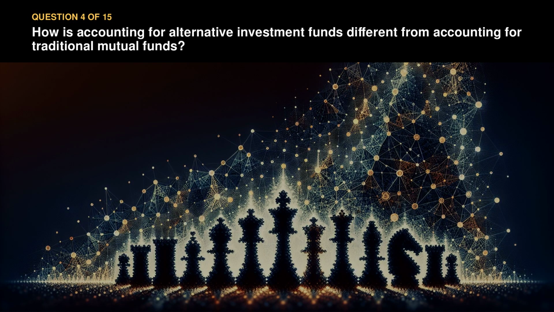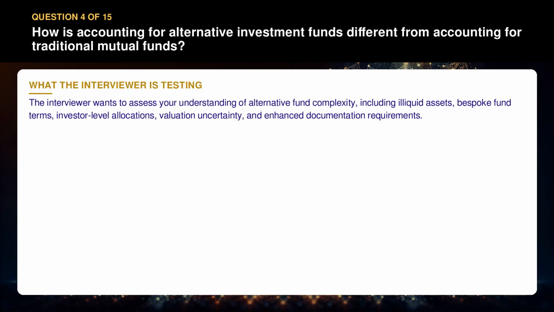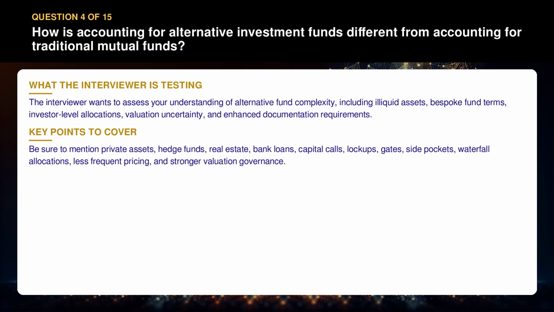Question 4. How is accounting for alternative investment funds different from accounting for traditional mutual funds? The interviewer wants to assess your understanding of alternative fund complexity, including illiquid assets, bespoke fund terms, investor-level allocations, valuation uncertainty, and enhanced documentation requirements. Be sure to mention private assets, hedge funds, real estate, bank loans, capital calls, lockups, gates, side pockets, waterfall allocations, less frequent pricing, and stronger valuation governance.